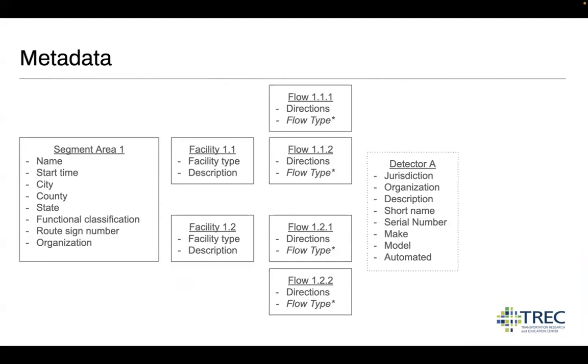Once you've determined the segment area, facilities, and flow, we then need information about the detector. This isn't really a level of data compared to the other levels. The detector is uncoupled from all the other metadata information. And this is primarily done because if you're using automatic detectors for short-term duration counts, you can use a detector multiple times over multiple locations.